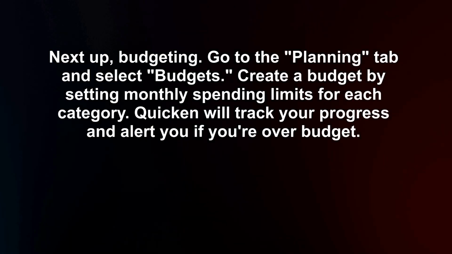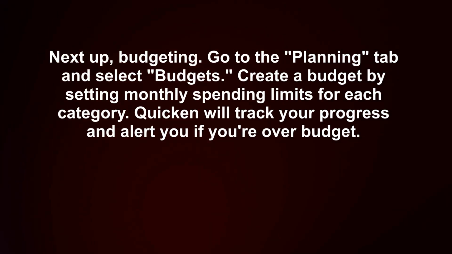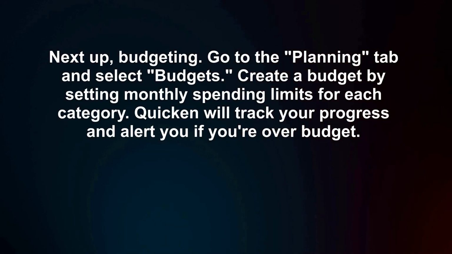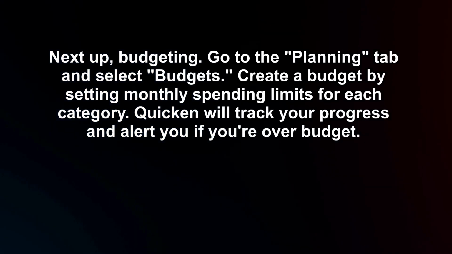Next up, budgeting. Go to the Planning tab and select Budgets. Create a budget by setting monthly spending limits for each category. Quicken will track your progress and alert you if you're over budget.